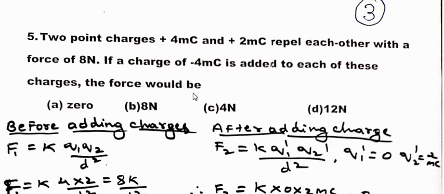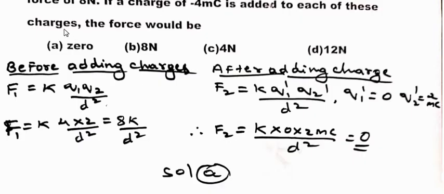So see, in fact, if you have such questions, you don't have to work out, you should be able to answer it directly. When you add minus 4 millicoulomb to plus 4 millicoulomb, what would be the net charge? It will be 0, and naturally the force would be 0 because Coulombic force is given by F is K into Q1 Q2 by D square. So since one of the charges becomes 0, force would also be 0. So you can directly say the answer should be choice A.